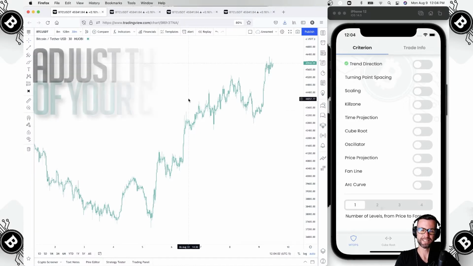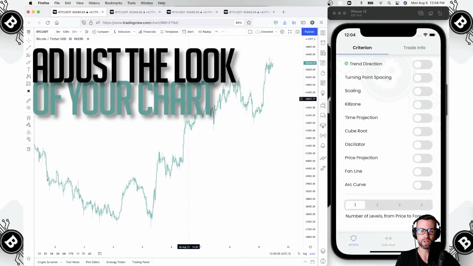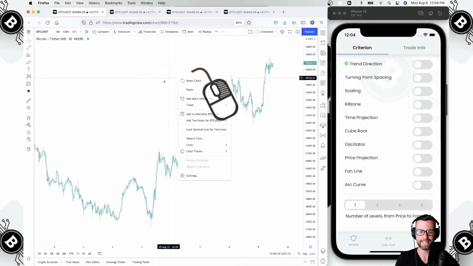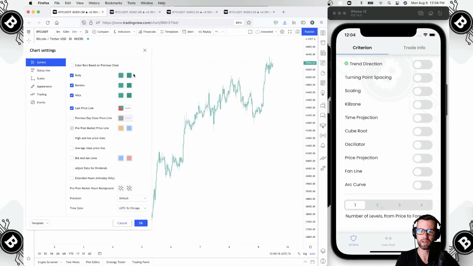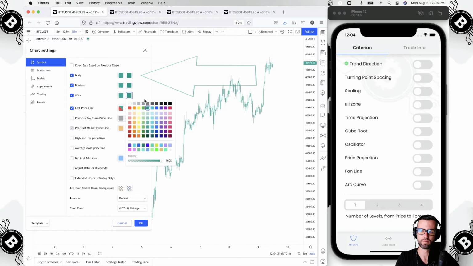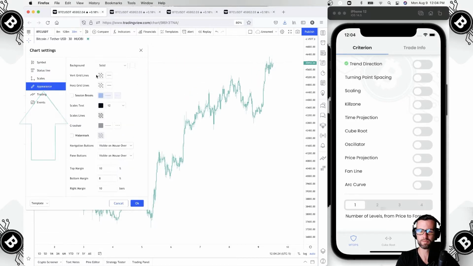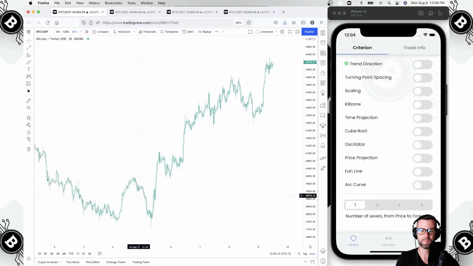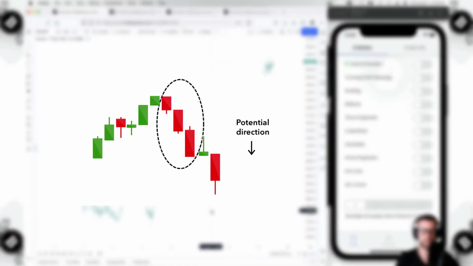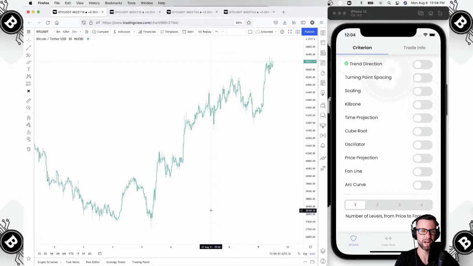Now, if your chart doesn't look like mine and you would like for it to look like mine, then do these steps. Right click on the chart, go to settings, change the red to green. Then after that, go to appearance, click on vertical lines, go white, press OK, and then you'll automatically see it starts to look a lot cleaner. I don't like the color red because red brings on the idea of fear, and I'm not a big fan of fear. We just like prosperity around these parts.